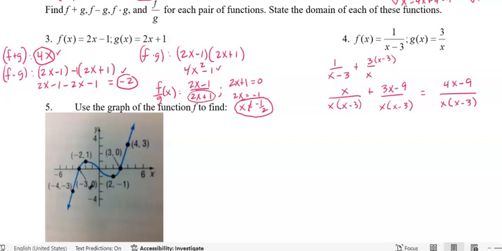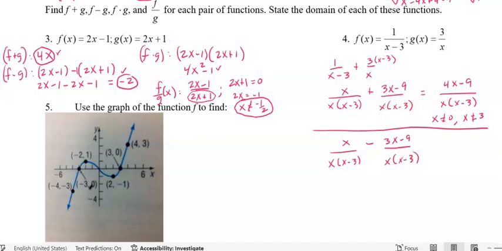But we have a couple of domain restrictions. X can't be 0, and x can't be 3. All right, so there's the addition answer. And now we'll do the subtraction. It's really going to basically be this same setup here, except we're going to be subtracting, of course.